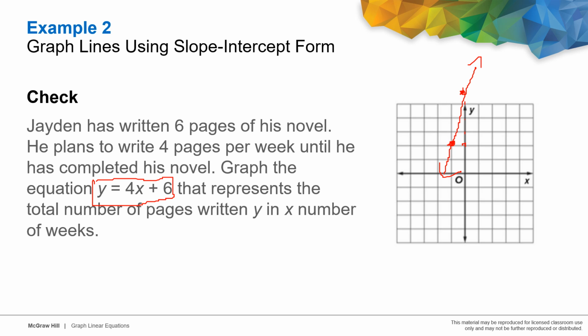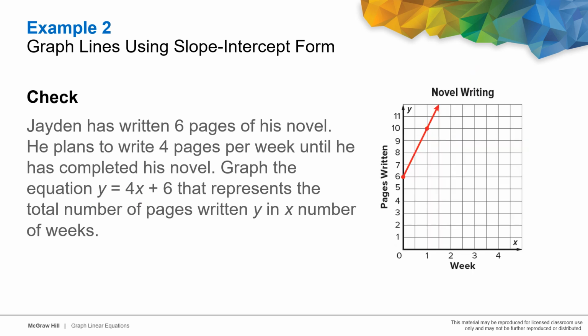All right, so this is what your answer should look like. Now you can see their graph, their answer version, is only in quadrant 1, but it's the same thing because they started at 6, they went up 4 to 10, and over to 1. All right, so just because the graph is a little bit different doesn't mean it's wrong, as long as the values are correct.